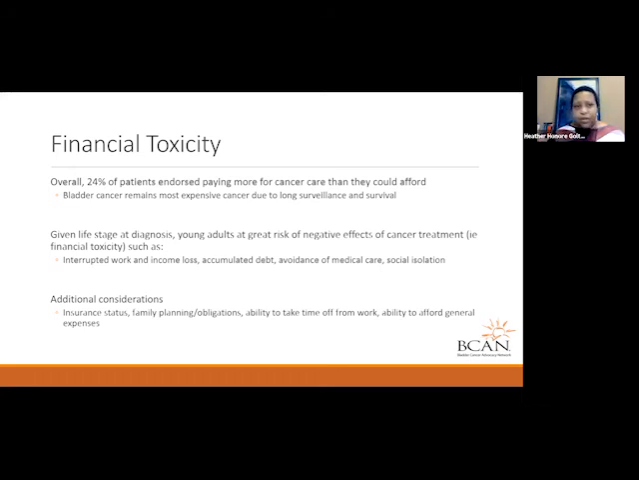So in terms of treatment and surveillance, the impact on ability to take time off from work, paid time, is it available? Can you telecommute to work, or do you have to work in person? All of these things come into play, particularly with bladder cancer. Next slide.